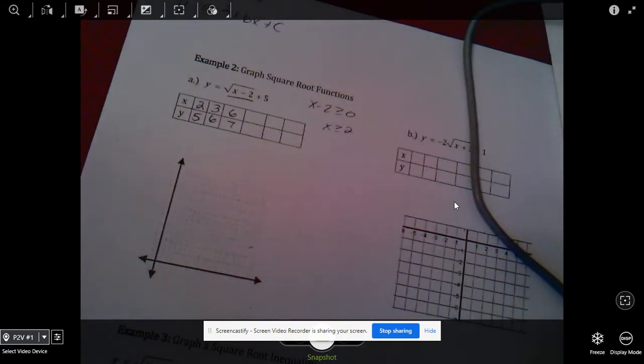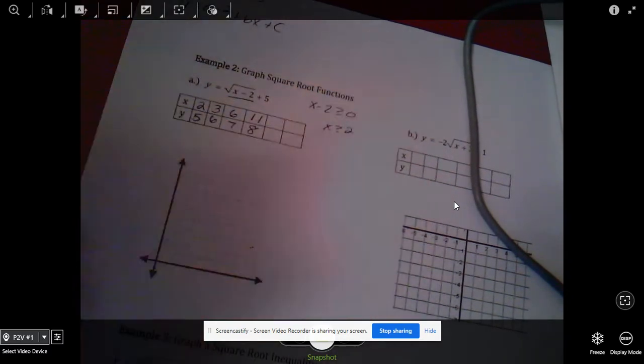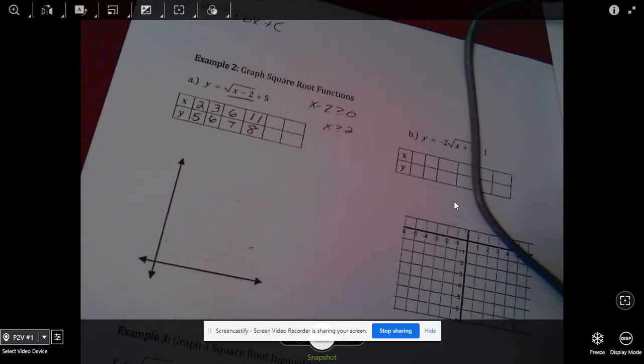So 6 minus 2 is 4. Square root of 4 is 2. 2 plus 5 is 7. Okay, if I put in 7, nope. 8, nope. 9, 10, 11. So 11 minus 2 is 9. The square root of 9 is 3. 3 plus 5 is 8. Okay, so we go 2, 5.